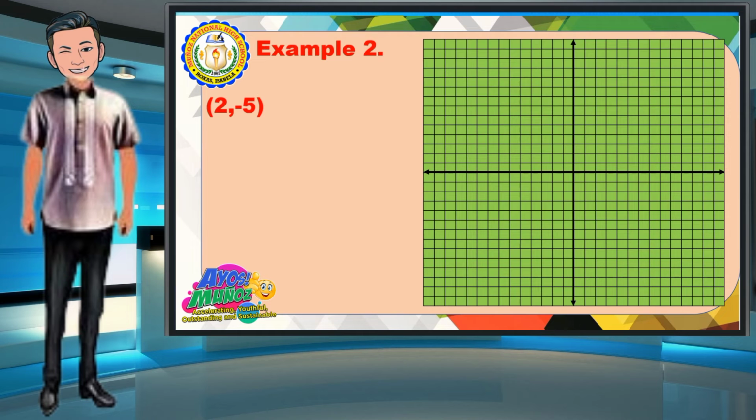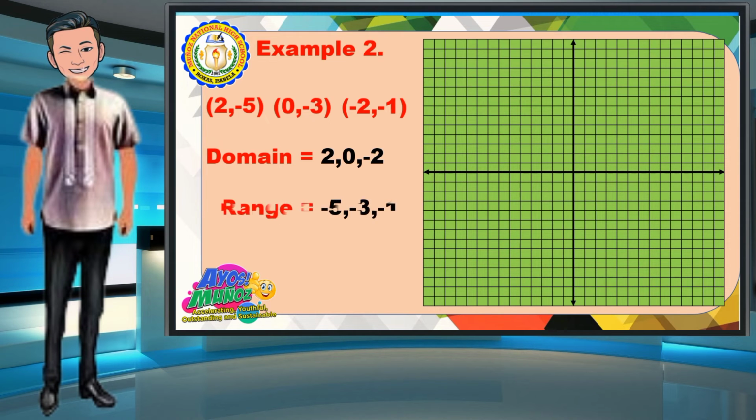So let's graph the given points. We have 2, negative 5; 0, negative 3; negative 2, negative 1. So what are the domains? For the values of x, we have 2, 0, and negative 2. How about the range? We have negative 5, negative 3, and negative 1 for the values of y.